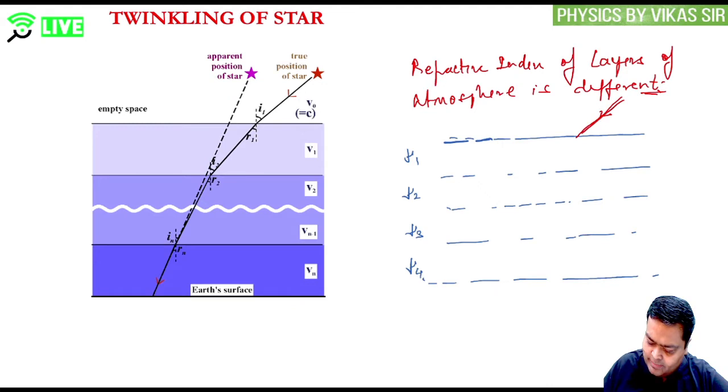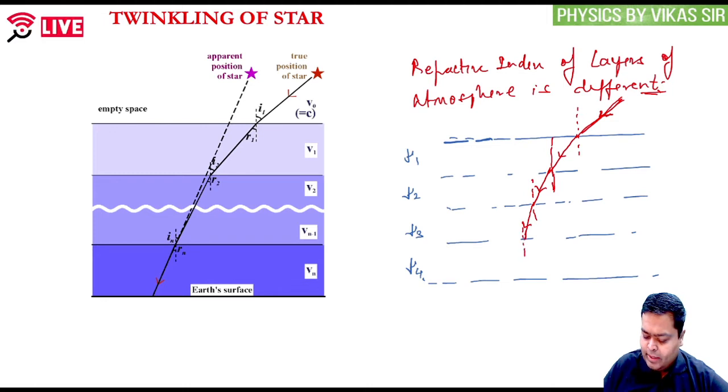Now let's think of a ray of light coming from the star towards the surface of the earth. Now it has to pass through the different optically dense layers. We know that a ray of light traveling from rarer to denser bends towards the normal. So this ray starts bending towards the normal. Once again, when it enters the second interface, again it bends towards the normal. So there is a continuous bend towards the normal. And finally, if the observer is standing here, this ray of light is going to enter the eye of the observer.